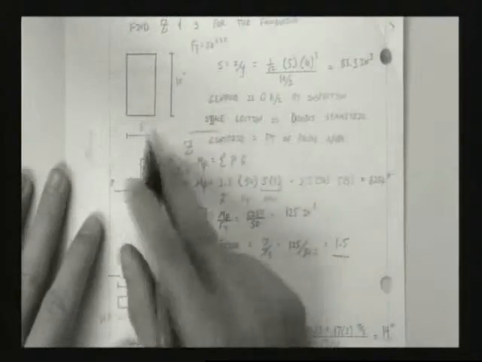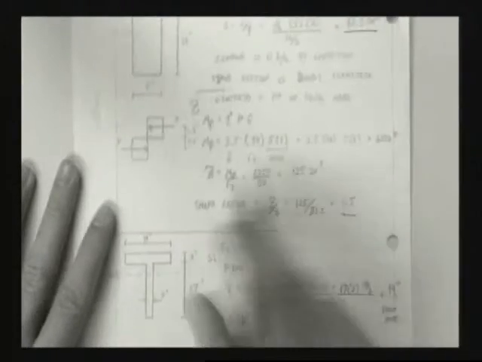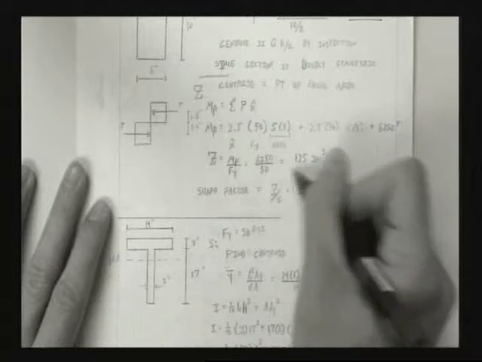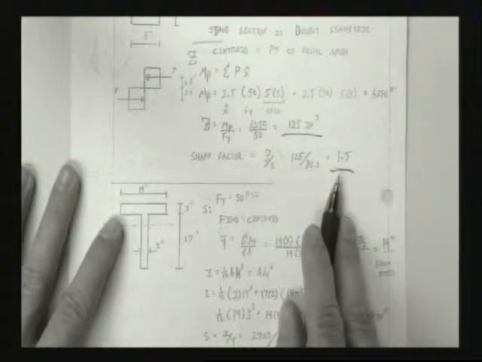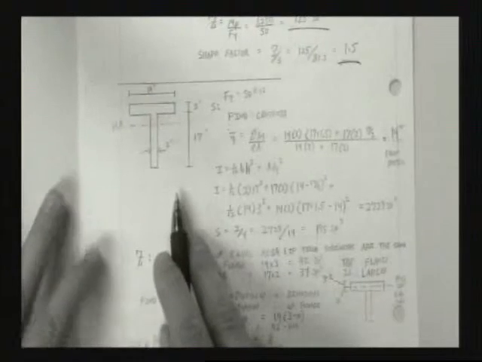I give you a cross section. I find out what S is. Then I find out what Z is. And I calculate the shape factor. And oh boy, I got 1.5. That's the same thing I showed you on that previous graph, 1.5. Great. Then I say let's up the game a little bit.